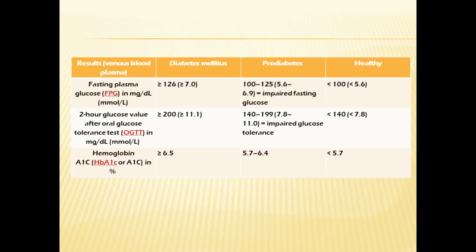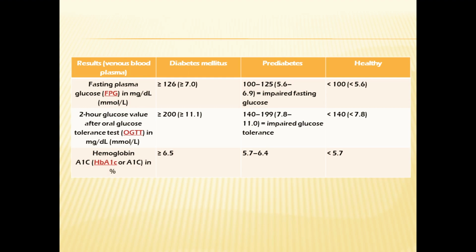Next, these are the values for the fasting plasma glucose, the 2-hour glucose value after oral glucose tolerance test, and the hemoglobin A1C levels to diagnose diabetes mellitus, prediabetes, or healthy. If the fasting plasma glucose is greater than or equal to 126 mg per dl or 7.0 millimole per liter, or the 2-hour oral glucose value is greater than or equal to 200 mg per dl or 11.1 millimole per liter, or the HbA1c value is greater than or equal to 6.5, we can diagnose the patient to be diabetic.